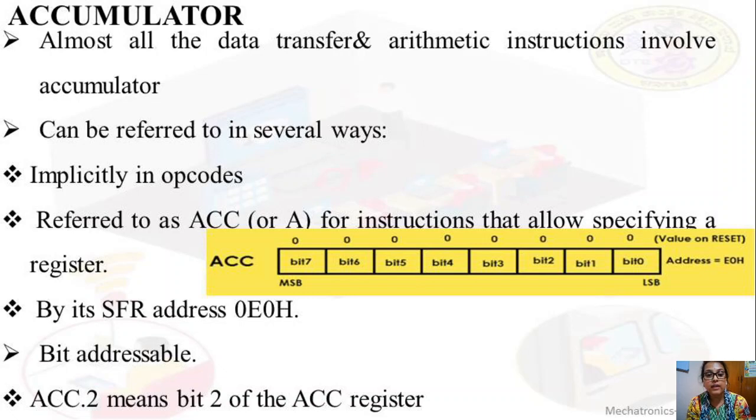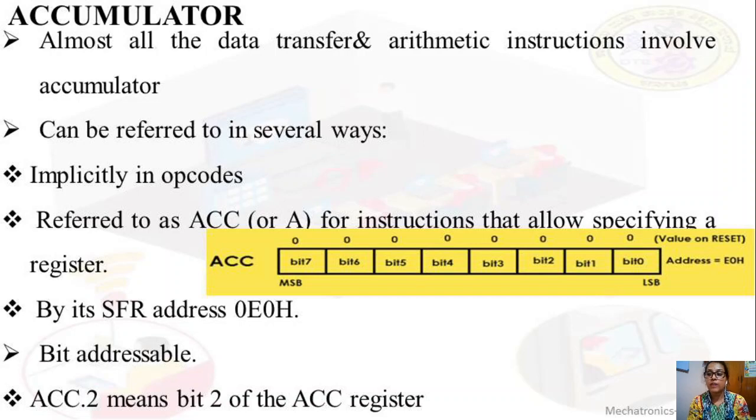So it is bit addressable. That means bit 1 or bit 2, bit 5, each bit can be addressed individually. So here, for example, ACC.2 means bit 2 of the accumulator register, or ACC.5 means bit 5 of the accumulator register.